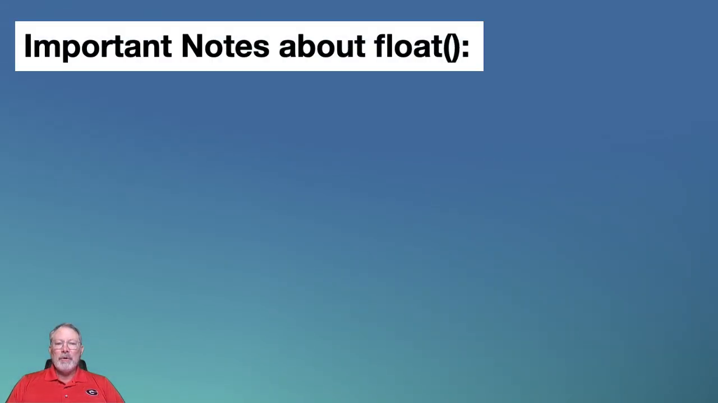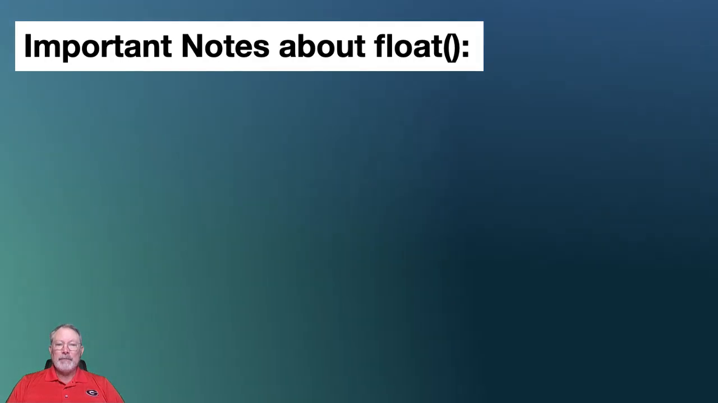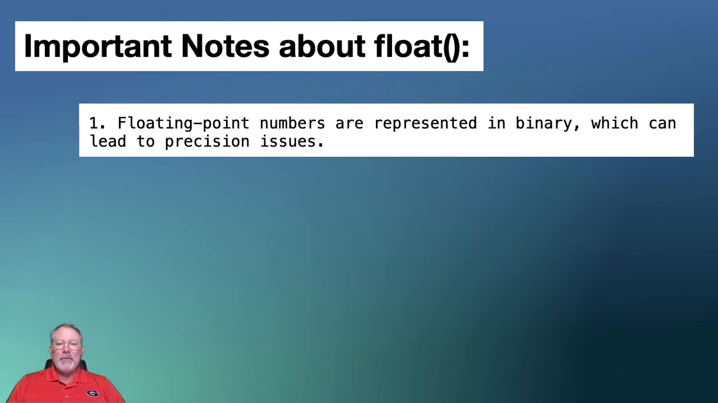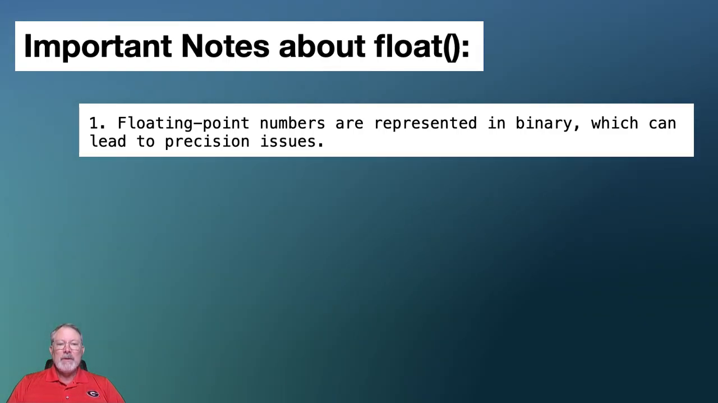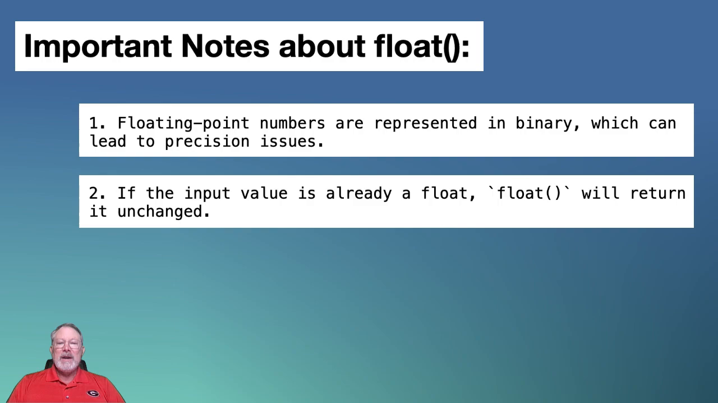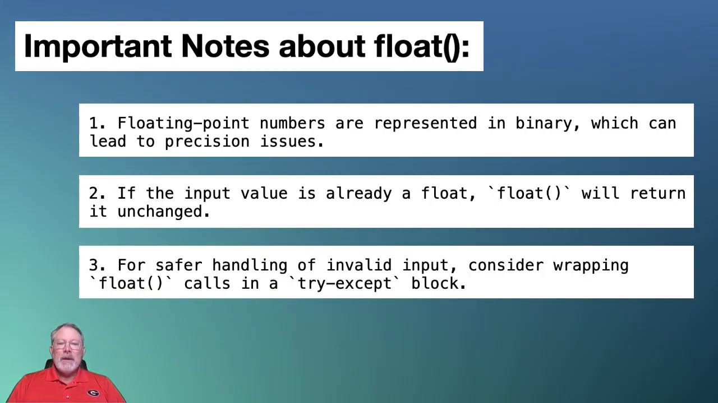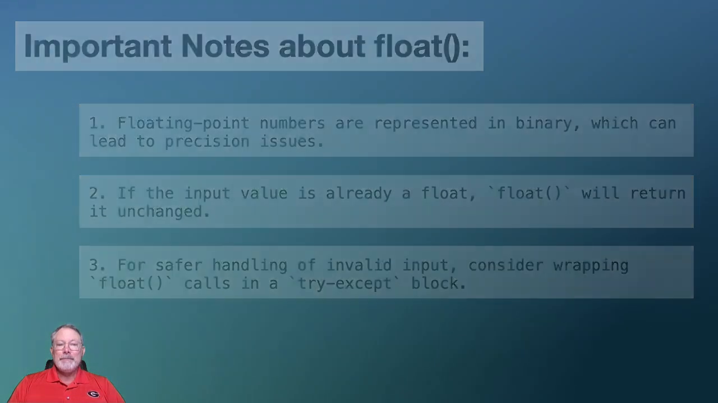Here are some important things to keep in mind about the float function. Floating point numbers are represented in binary, which can lead to precision issues with some decimal numbers. If the input value is already a float, the float function will return it unchanged. And for safer handling of invalid input, consider wrapping float calls in a try except block.